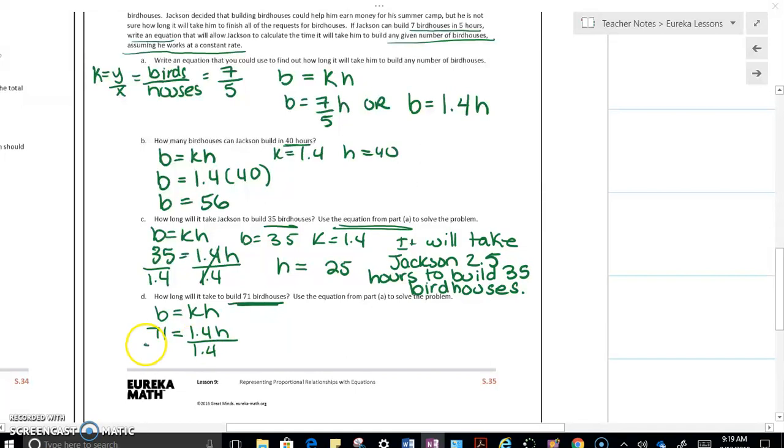Going to divide by 1.4. And h is going to equal 50.7. So it will take Jackson 50.7 hours to build 71 birdhouses.